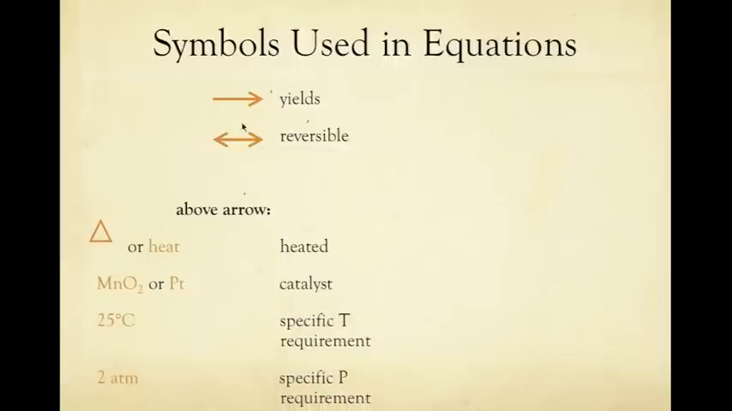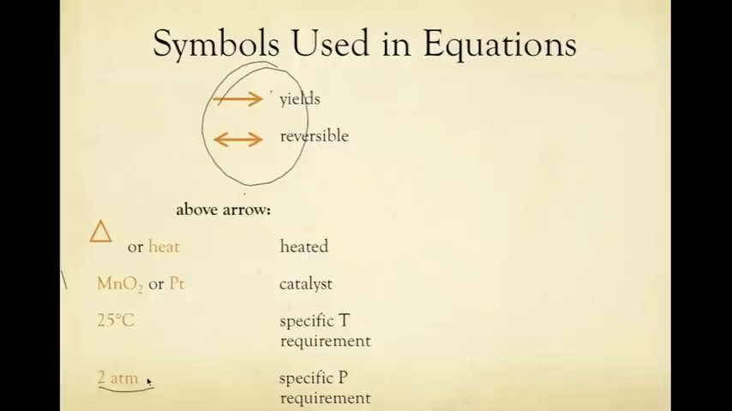Some other things we can see: anything written above the arrow. Okay, so we're talking about these arrows up here. Anything written above those, if we see the triangle or heat written above it, that means that heat is needed in the reaction. If we have a symbol above it, that means that a catalyst is being used. Remember, a catalyst just speeds up a reaction. It makes it go faster. It's not involved in the reaction, but it just makes the reaction go fast. Okay, so if a symbol's above the arrow, then that's a catalyst being used. If we have a temperature, that means it's a specific temperature required to have the reaction take place. And if we have a pressure, like on the very bottom here with 2 atmospheres, then we know that there's a specific pressure required.